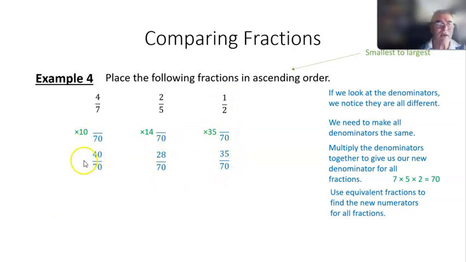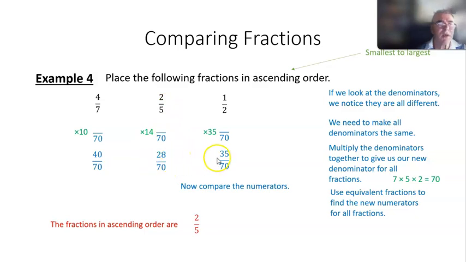All three fractions now have denominators the same. So what we now need to do is compare the numerators. So the fractions in ascending order are, remember the smallest goes first, so 40 out of 70, 28 out of 70 and 35 out of 70. The 28 is the smallest. So that means 2/5 is the smallest fraction. And then our next one is 35 out of 70, which is a half. And then our last one is our 4/7. Just be careful that you actually write the fractions that you started with, not what you changed them to. So now that we've got them in ascending order, we've answered the question.